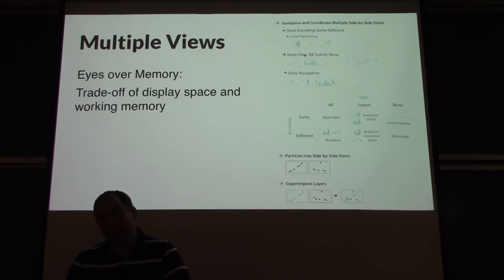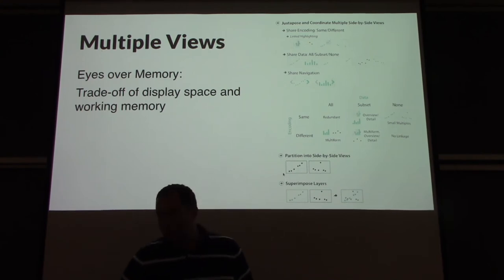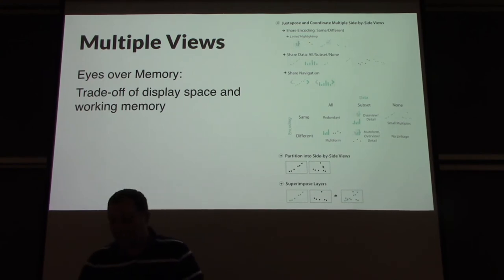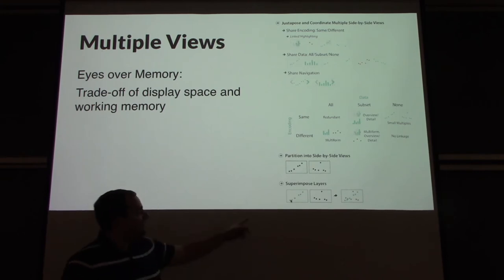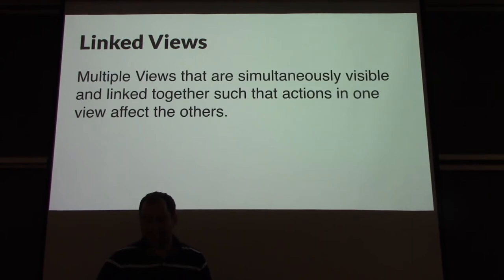We could have shared data. Is all of the data shared between different views? Is a subset of the data shared between different views, or are none of the data items shared between different views? We can think about the navigation in here, and then we will talk about partitioning. For example, if we have two different conditions, we can partition these into separate views, or we can superimpose them. So in this case, we're superimposing those two into one chart. But yeah, we'll go over this in detail now.